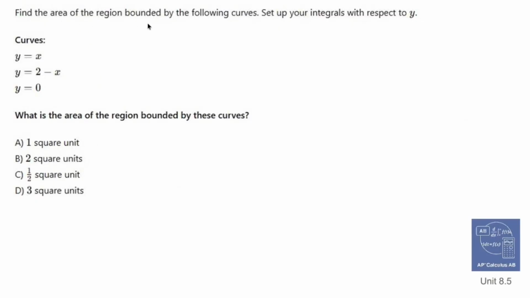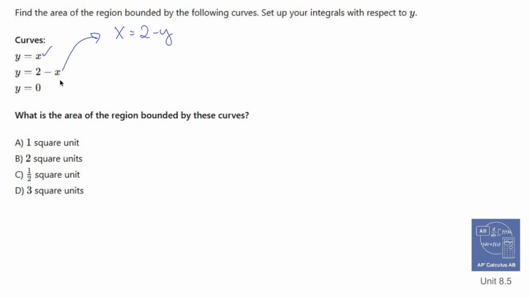Find the area of the region bounded by the following curves. Set up your integrals with respect to y, which means these guys have to be solved for x. Well, you're solved for x. You're not. What I'll do is I'll do two things at the same time. I'll add x and subtract y, and by doing that, you become x equals 2 minus y. No harm, no foul. Then we also have y equals 0. That's going to serve as a limit of integration.